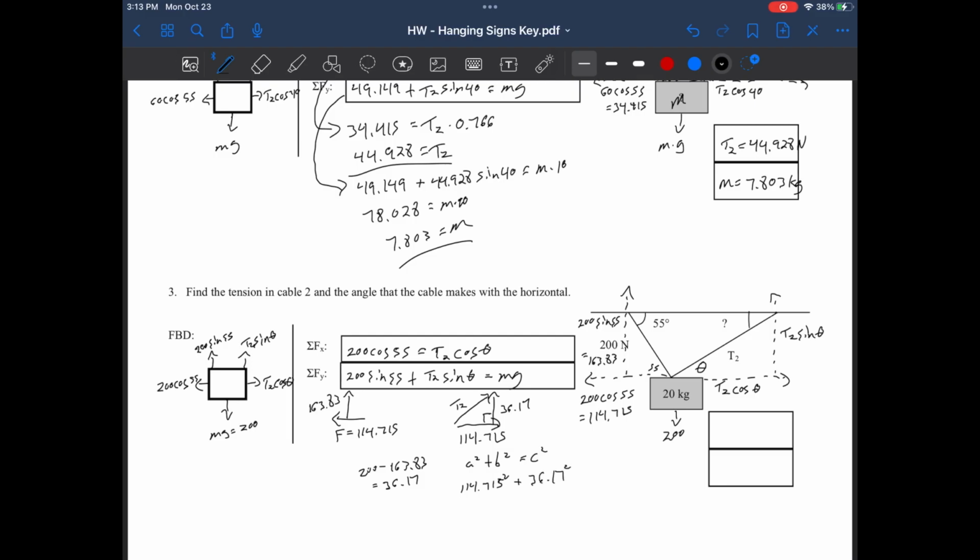Which one's A and which one's B makes no matter, but I'm just going to say 114.715 squared plus 36.17 squared is equal to my C squared. So I put 114.715 squared plus 36.17 squared into my calculator. I've added them together, hit enter. Now I've got a really big number, but don't forget that's C squared, so we need to square root it to get the hypotenuse, the T2 value. When I did that, I got 120.282 newtons for T2.